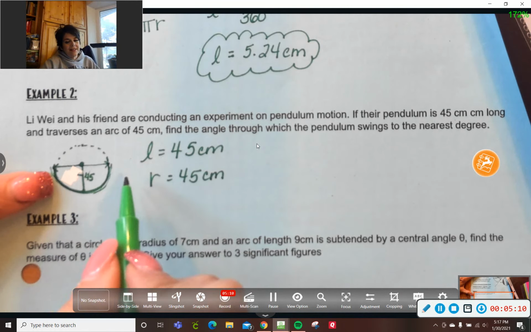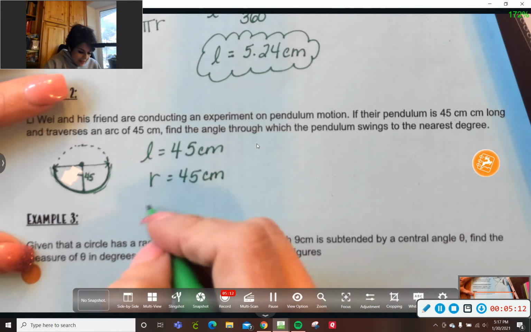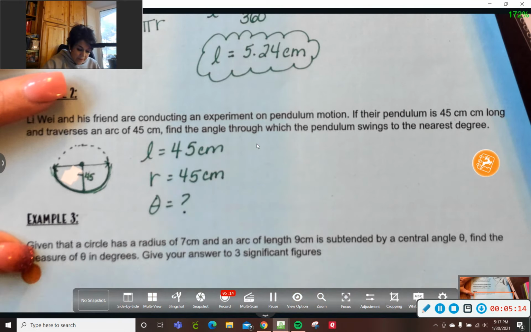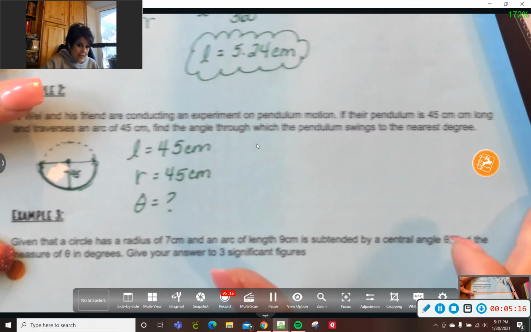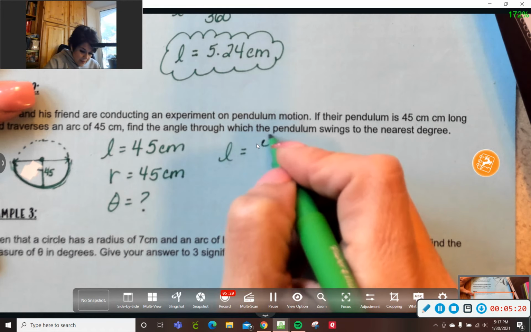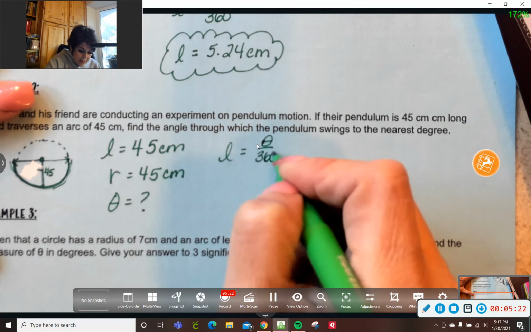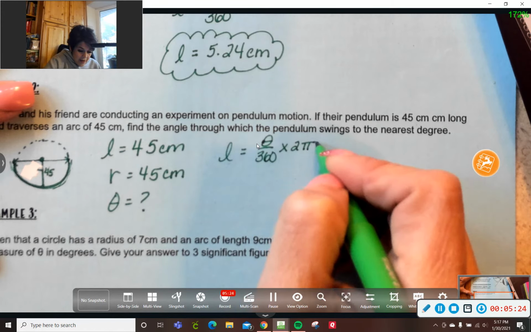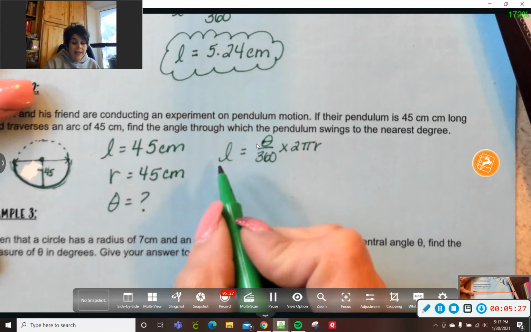Now, I know mine looks like 180. It's not going to be that. I want to know what's the angle that it's going across. So, we're going to set it up. Theta over 360 times 2 pi r. I'm going to let you plug it in and then you solve it.